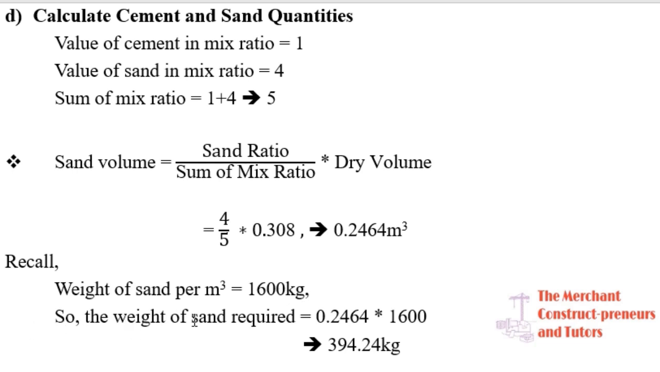Now the weight of sand required will be this multiplied by per kilogram. Hope you understand this. We said weight of sand, you should recall that weight of sand per cubic meter is this. And now we have 0.2464 cubic meter. What is the weight of sand required? Once you multiply, this is the weight of sand required. Hope this is clear. Okay, so let's move over to the next slide.